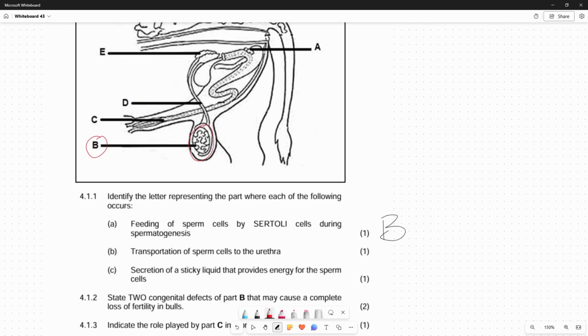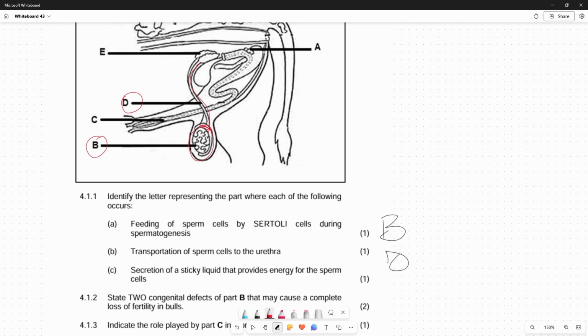All right, and then the next one, transportation of sperm cells to the urethra. So like I said, from the testes, after they've been produced, they are stored somewhere here in the epididymis, and then they are transported through this duct, sperm duct. So that would be our vas deferens. But because the examiner wanted the letter, the answer again would be just D. There is our answer, which is pointing our vas deferens.